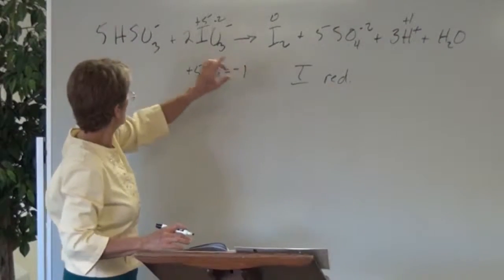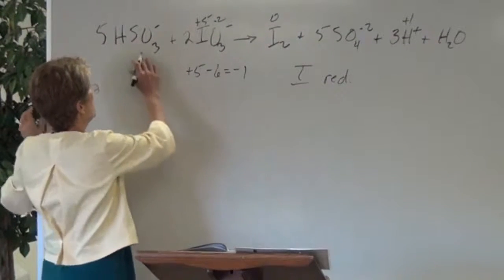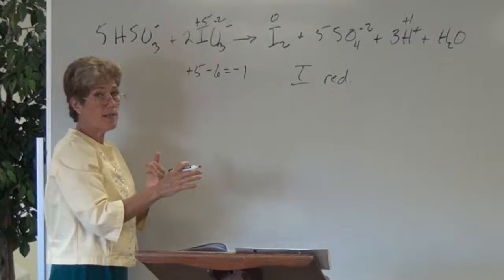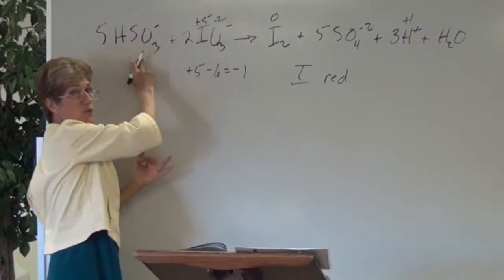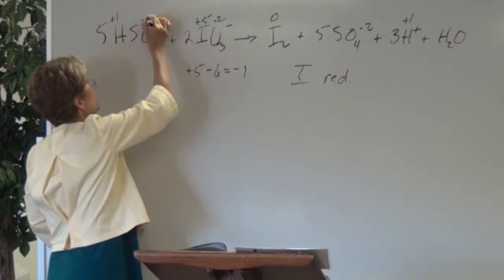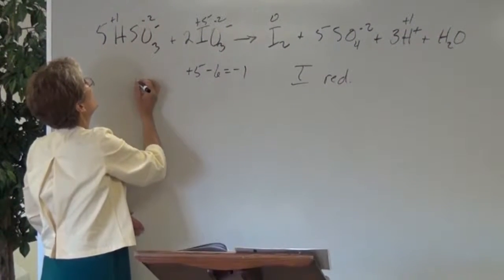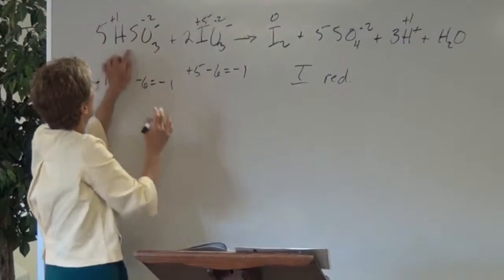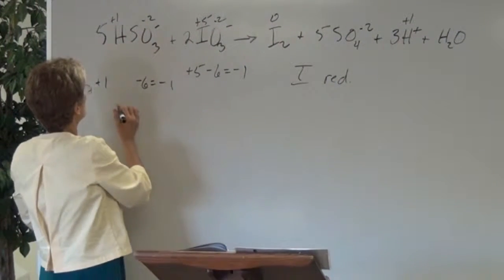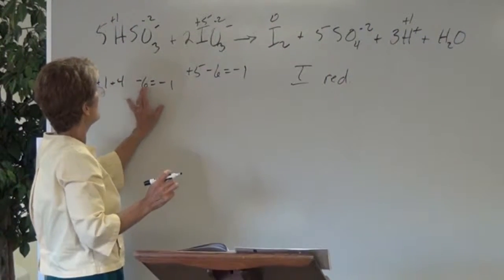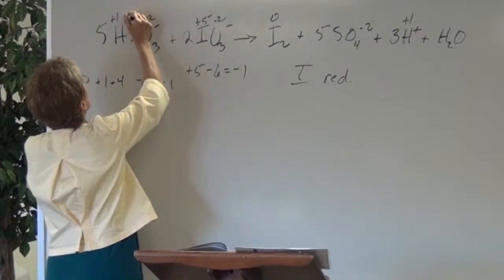So hydrogen doesn't change. Let's try sulfur. Here, sulfur, if we run through our rules, rule 1 doesn't apply. No group 1 metals, no group 2 metals, no fluorine. We have a hydrogen as +1. Next rule, -2. So we have -6 equals -1 plus 1. So what does sulfur got to equal? Sulfur's got to equal +4, because that would give us a +5 minus 6 would be a -1. So this one's a +4.